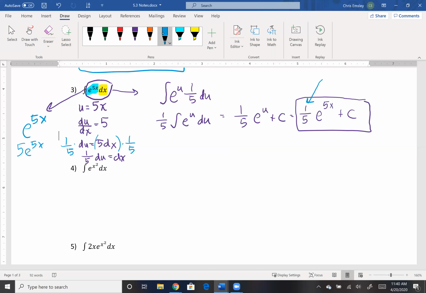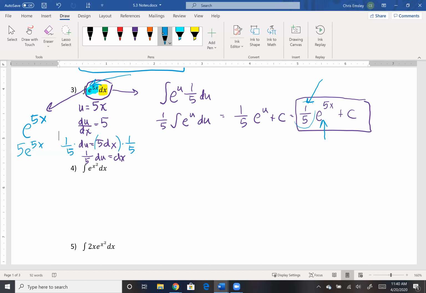If that made no sense to you, ignore it and just do this u substitution, okay? But if you start to see the pattern of what goes on here, if we were to take the derivative of this thing, we would get an extra 5 that's not in our original problem. So we need that 1/5 to get rid of that 5. If you see the shortcut, you can take it. If not, just write it out.